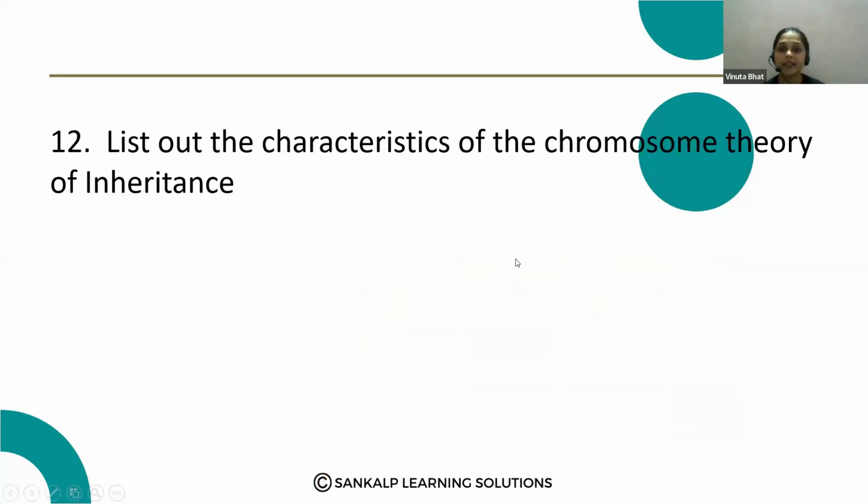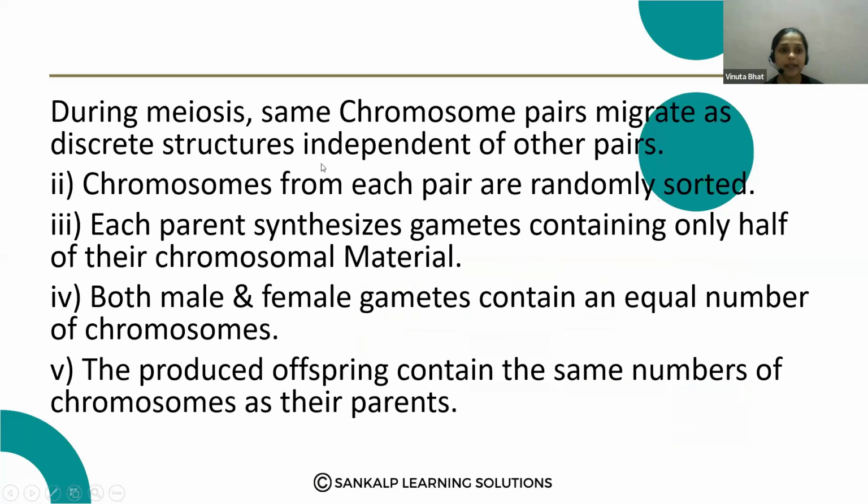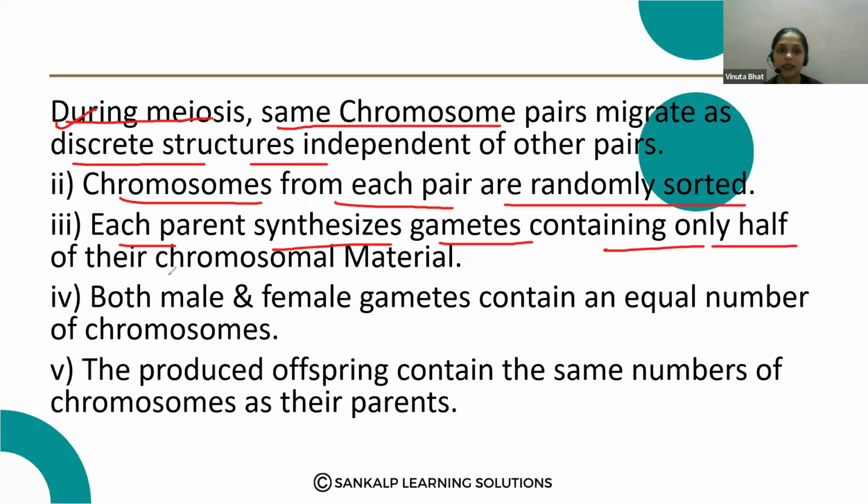List out the characteristics of the chromosomal theory of inheritance. What are the characters? The first is, during meiosis, same chromosome pairs migrate as discrete structures independent of each other. That is the first characteristic. Chromosomes from each pair are randomly sorted. Each parent synthesizes gametes containing only half of their chromosomal material.